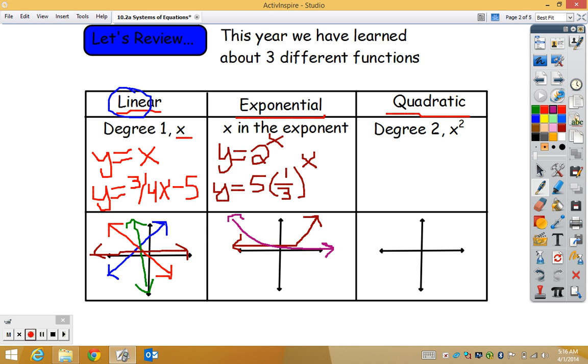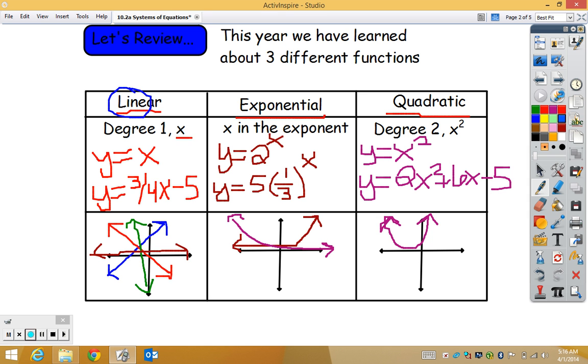Lastly, which we spent most of this semester on, is quadratics. Quadratics have degree 2, where linear is degree 1, which has the x squared. So y equals x squared is our parent function. But you may have something like y equals 2x squared plus 6x minus 5, a trinomial. And you've learned that it is a parabola, and parabolas open up, or parabolas open down. So these are our 3 functions that you've learned about: linear, exponential, and quadratic.